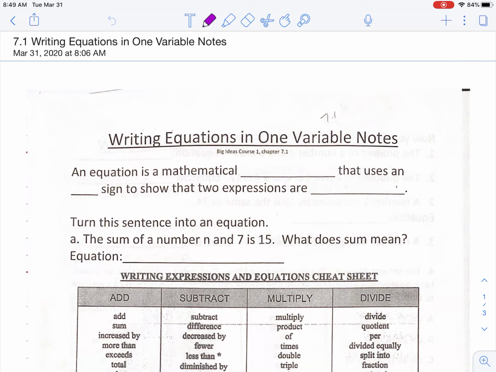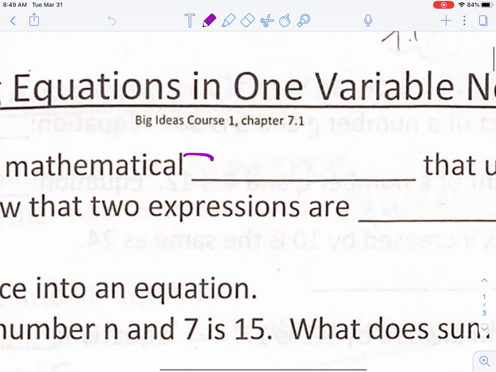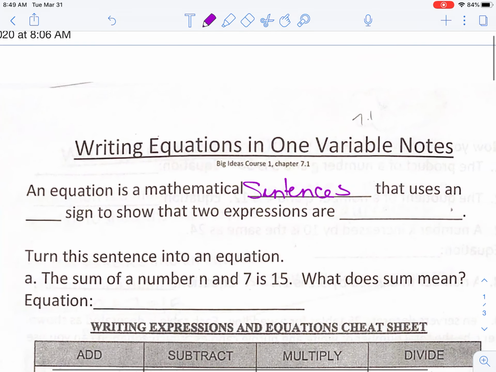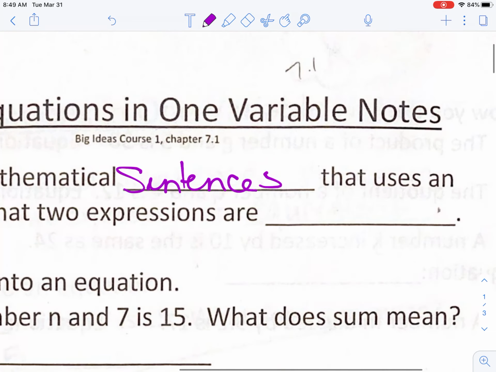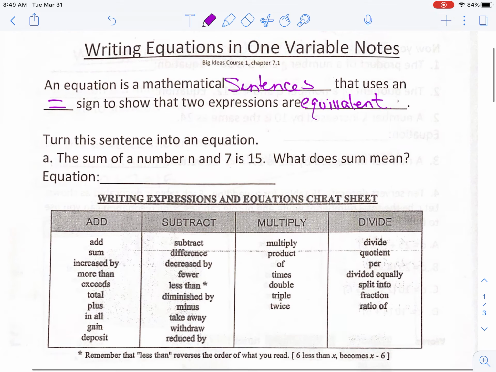Okay, Chapter 7, Section 1, we are writing equations in one variable notes. An equation is a mathematical sentence that uses an equal sign to show that two expressions are equivalent. We're not really solving anything today. We're just writing sentences as equations. Remember, equations always have an equal sign.